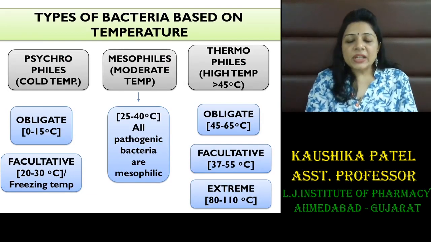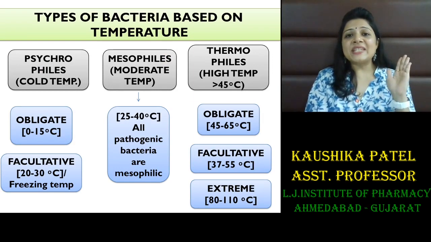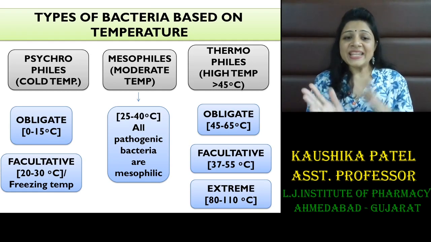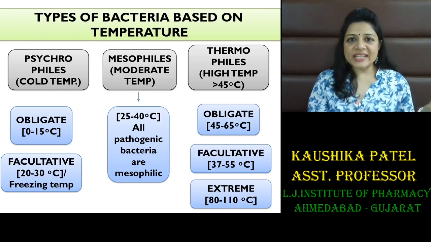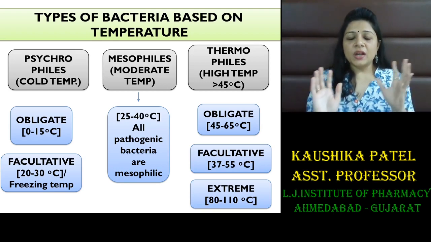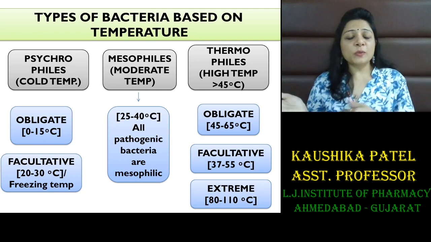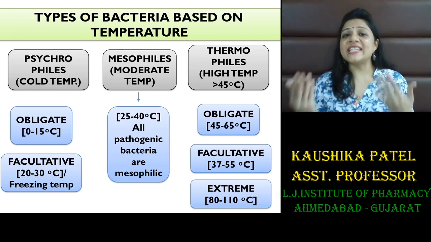Now, based on temperature, bacteria can be of three types. They can be psychrophiles, mesophiles, or thermophiles. Psychro means cold. So psychrophiles grow in cold environments, that is 0 to 15 degrees Celsius. Mesophiles grow in moderate temperature, around room temperature, 25 to 40 degrees Celsius. And thermophiles grow at high temperature, that is greater than 45 degrees Celsius.